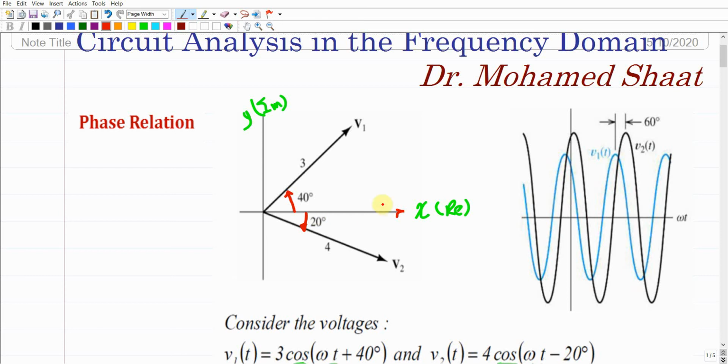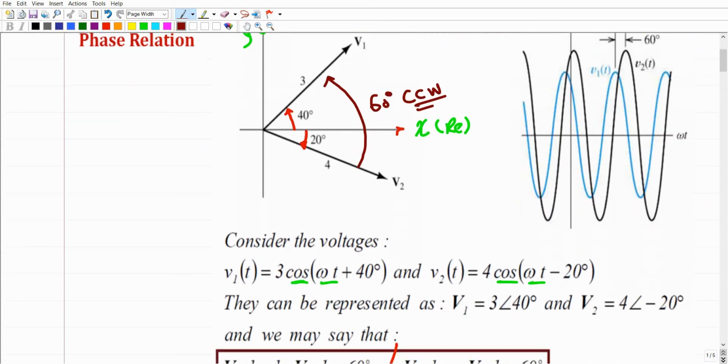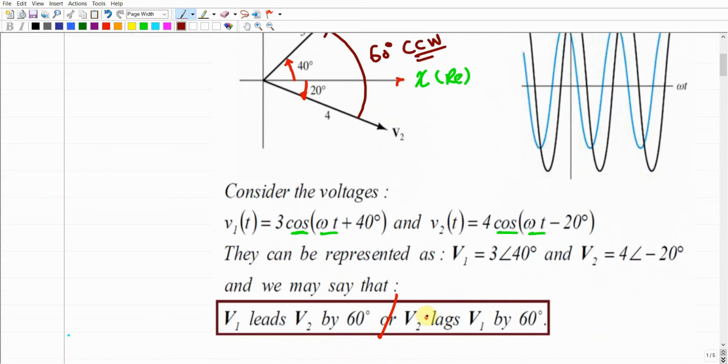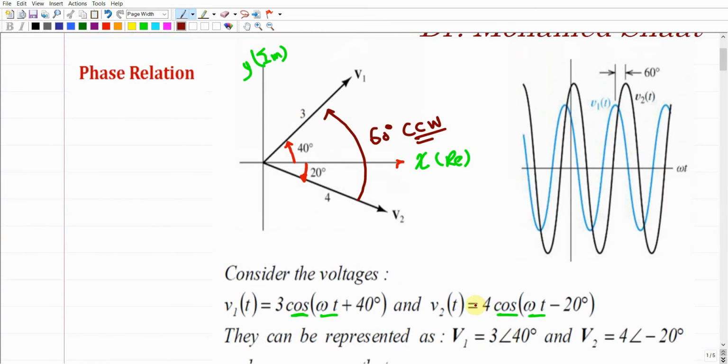So if I say V1 leads V2 by 60 degrees, it means that if we started from V2 and rotated 60 degrees in the counterclockwise direction, we would find V1. It means that V1 is in front of V2 and V2 is at the back, or comes after V1. This is the first place and this is the second place, kind of. Or we can say that V2 lags V1 by 60 degrees.